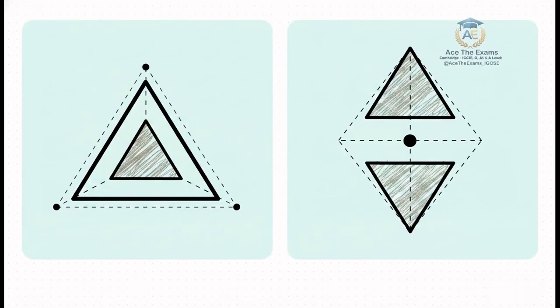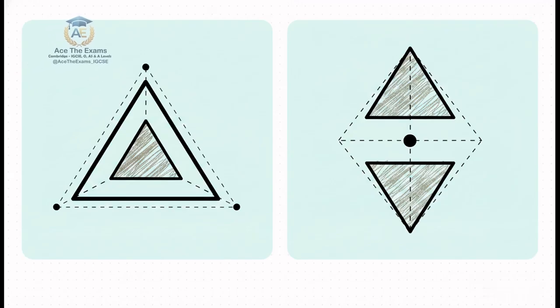Now, examiners absolutely love to test your understanding by throwing in fractional and negative scale factors. It's super easy to confuse them, so let's separate them clearly right now. If you have a fractional scale factor, so something between 0 and 1, like 1/2, the image actually shrinks. It becomes smaller than the object, even though mathematically speaking, we still call the transformation an enlargement.